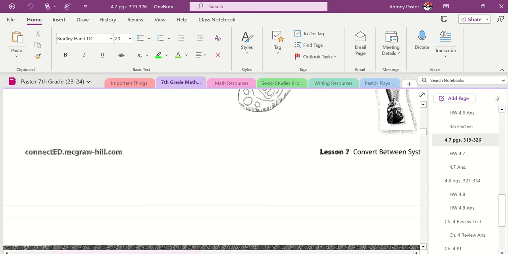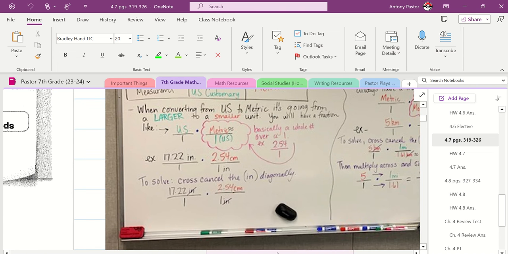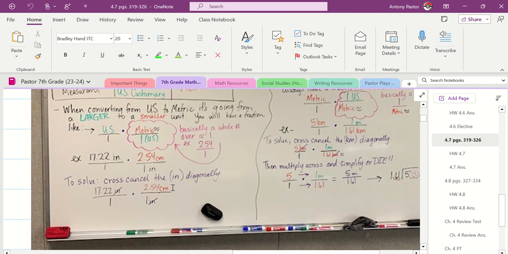Going back to our notes. To solve, cross-cancel the inches diagonally. So what we're saying here is we're trying to figure out how many centimeters is 17.22 inches. So remember, 1 inch is approximately 2.54 centimeters.